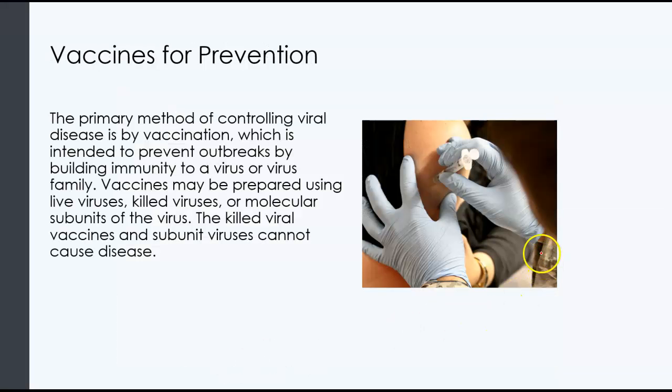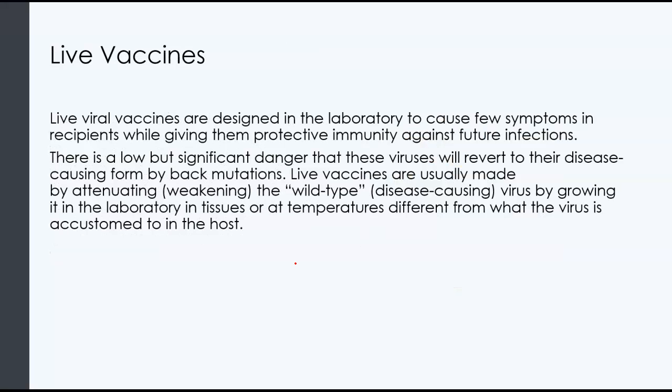Okay, here we're seeing a vaccine is being given for prevention of a virus. Vaccines are usually, COVID is different, but vaccines are usually made of live viruses that have been weakened. That word is attenuated, or killed viruses. That means viruses that cannot cause disease. So let's talk about how that works.